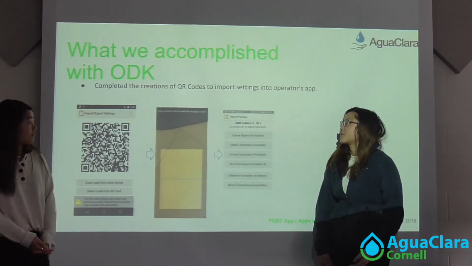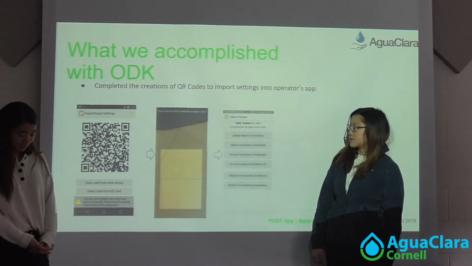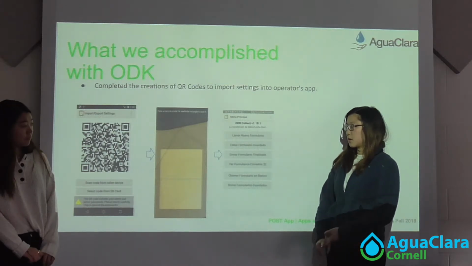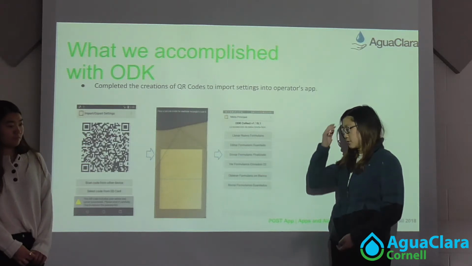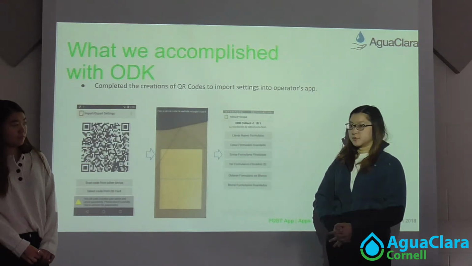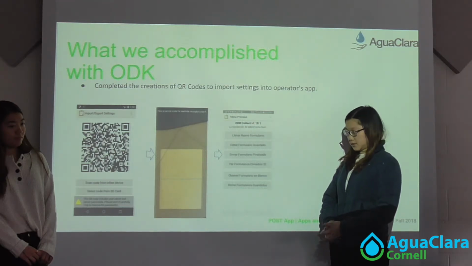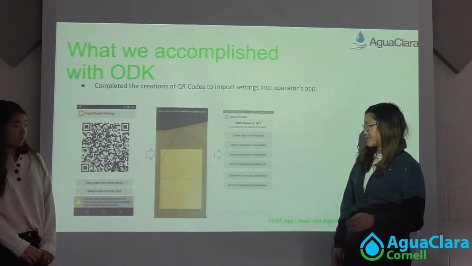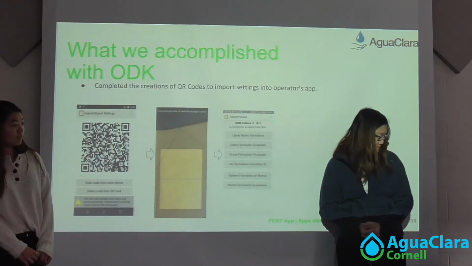constantly maintained by the people in charge of ODK. And then we have QR codes which operators can scan, and after they scan it, all of the settings, including user login and the default server, will be pre-configured onto their app. And this is actually more beneficial for both sides because it will be less error prone because operators don't need to enter all the information themselves now.